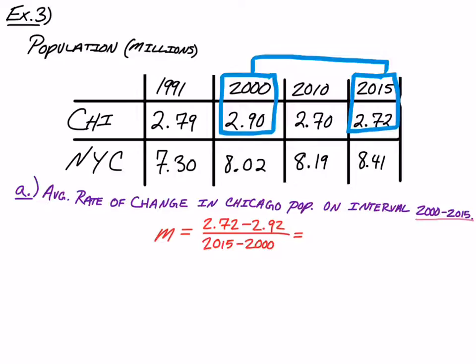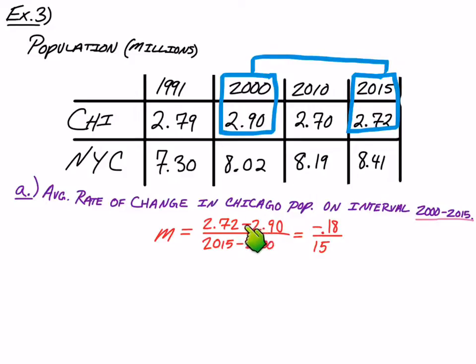So we've got our 2 points, 2000, 2.90, 2015, 2.72. Oops, 2.92. That's no good. That's supposed to be 2.90. Let me update that. The math should be all good now.